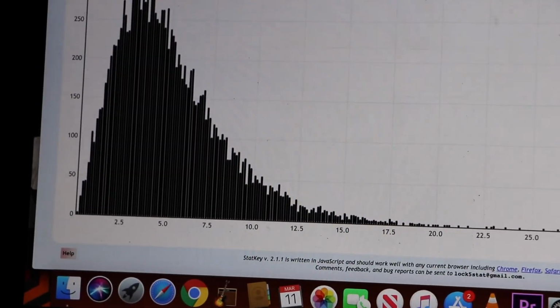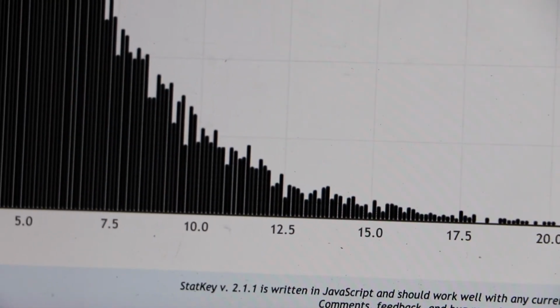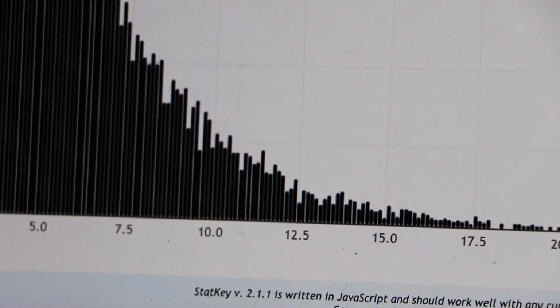And so we could ask the question, you know, we got about 10. So is 10 super, super rare? Doesn't seem that rare-ish. How rare is it? Well, that's a p-value.